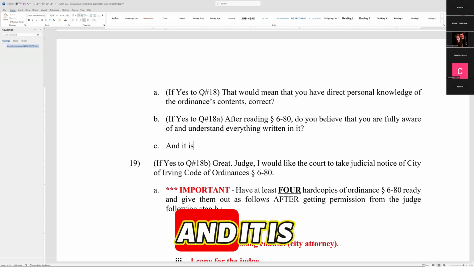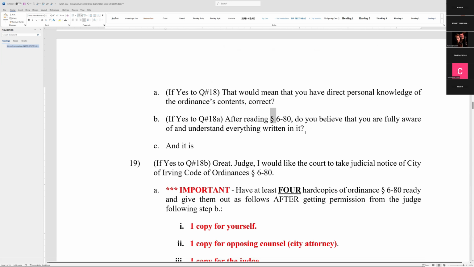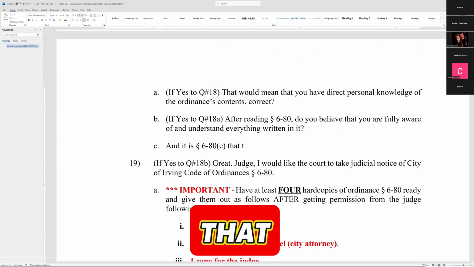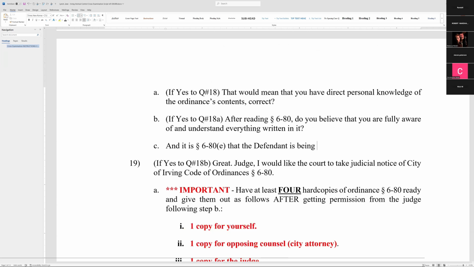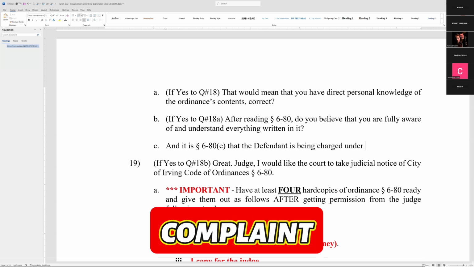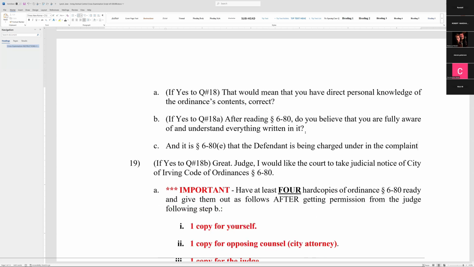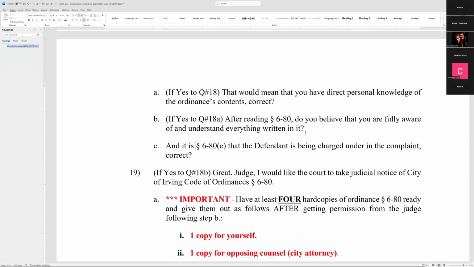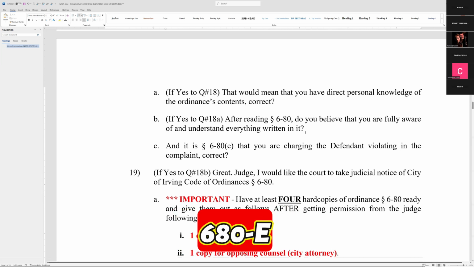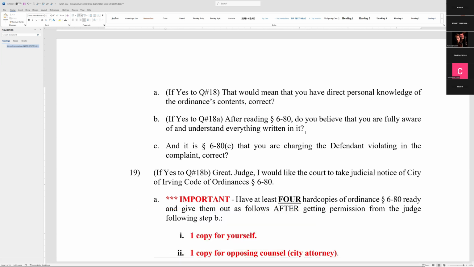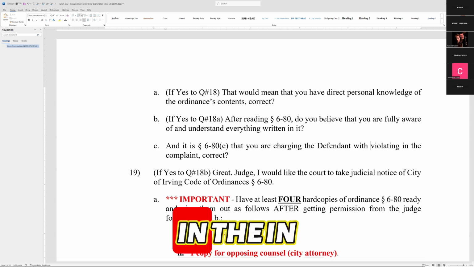There we go. And it is section 6-80E that the defendant is being charged under in the complaint. And it is section 680-E that you are charging the defendant with violating in the criminal complaint, correct?